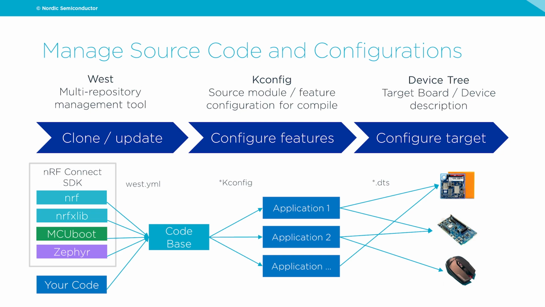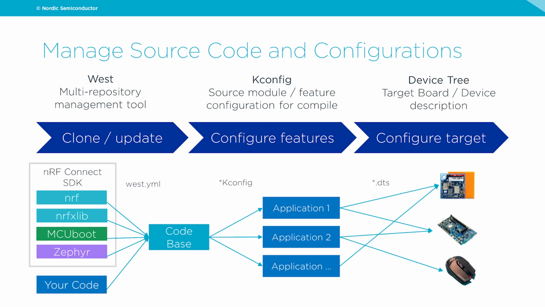Then you can use kconfig for source module and feature configuration. So there you can set the different features. For example, if you want to use GPS, or if you want to use MQTT, etc. You can set all of the different features in kconfig. And this can then be done without changing any of the source code itself. So this can easily be done in a project config file, for example.